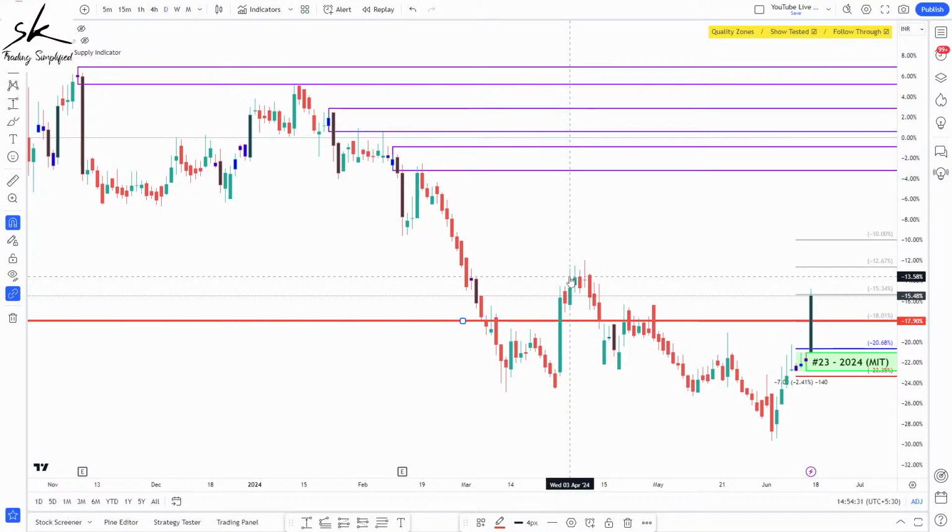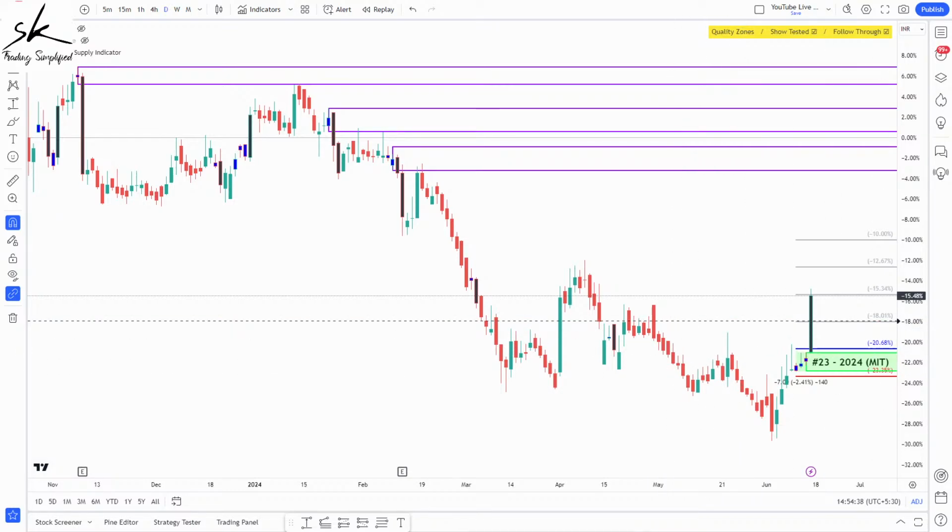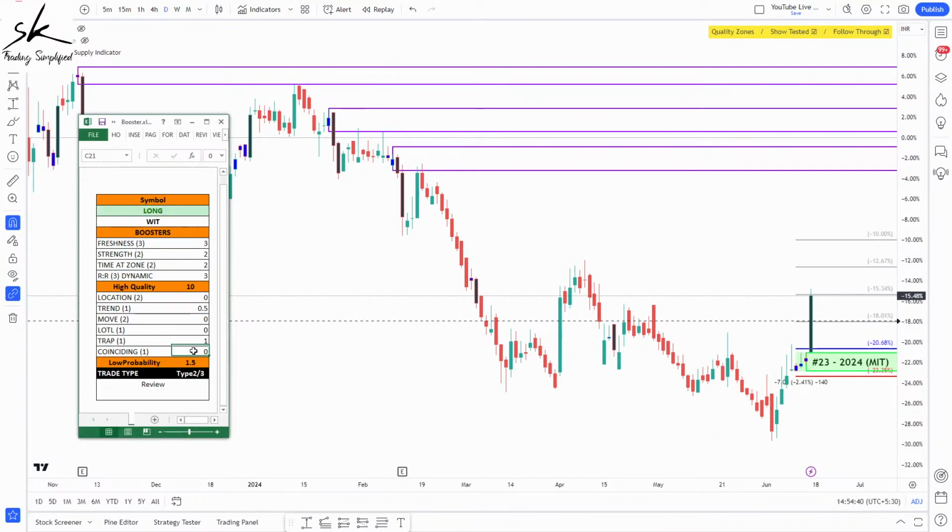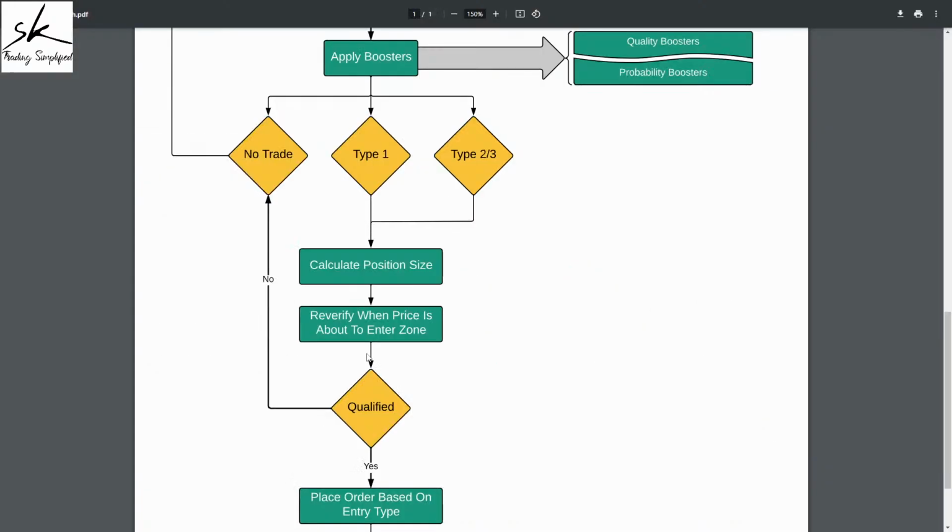So we have a pretty clean area of support and resistance. I also showed you an example in the last session of how beautifully such areas can work like traps. So yes, the possibility of this working like a trap definitely exists. That is where we'll give it a score of 1. If you look at the overall scoring, we have a score of 10 out of 10 for quality, making it a high quality setup, but only 1.5 out of 8, which makes it a low probability setup. High quality, low probability can be done as a type 2, type 3 trade. So after applying the boosters, we know this is only a type 2, type 3 validity for us. We can't do it as a type 1 trade.